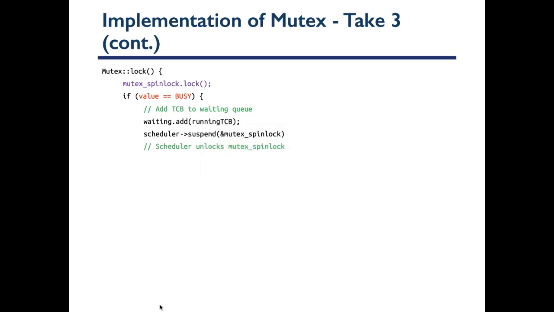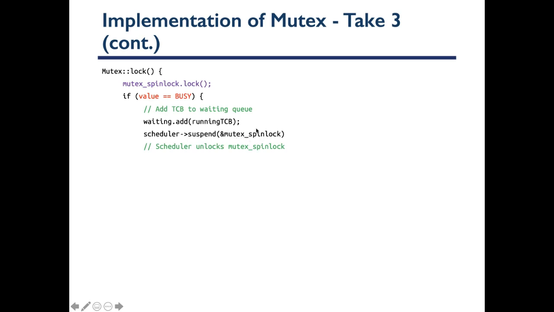When we disable the interrupts, the concept is almost the same. Here we just check if the value is busy or not, and if it is, then we put ourselves to the waiting queue of this mutex. So this is the waiting queue of the mutex, and then we call upon the scheduler to suspend us.